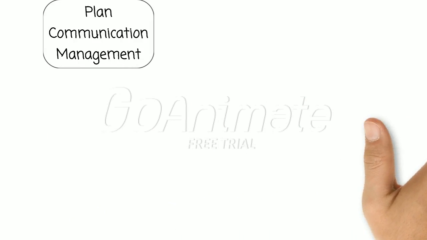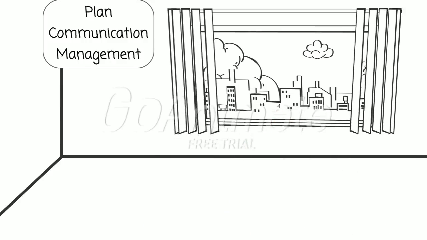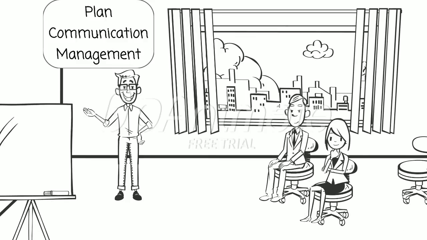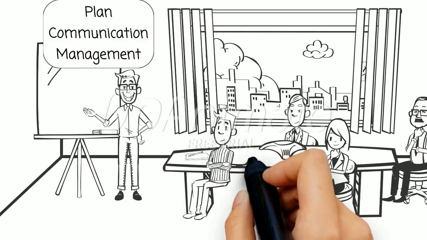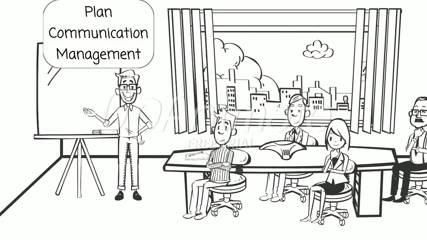The first is plan communication management. The process of developing an appropriate approach and plan for project communications based on stakeholders' information needs and requirements, and available organizational assets.